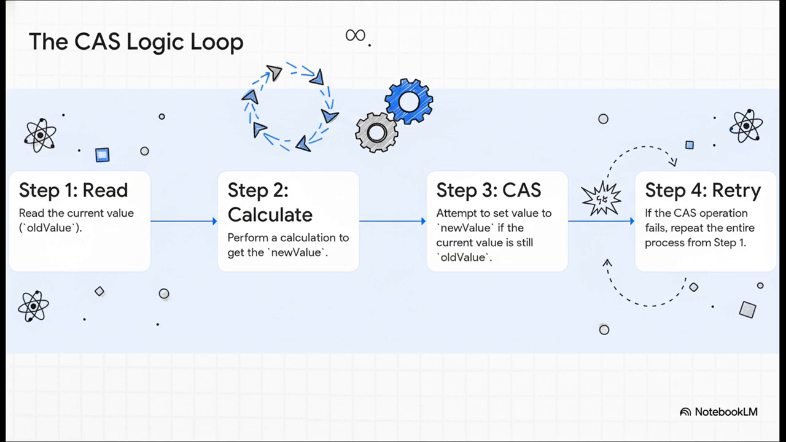Now, if some other thread snuck in and changed the value first, the CAS operation fails. But here's the cool part. Instead of going to sleep, the thread just says, whoops, okay, I'll try again. It just goes back to step one, reads the new value, and repeats the whole process.